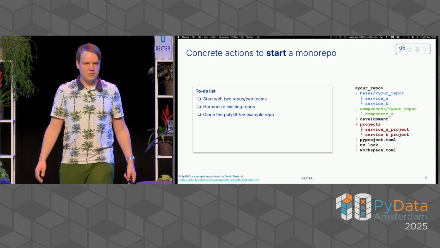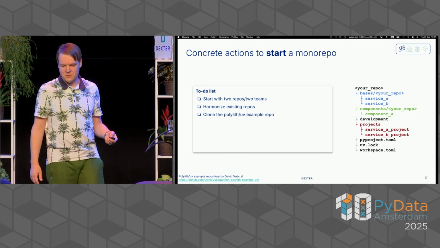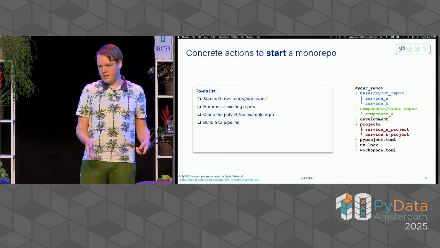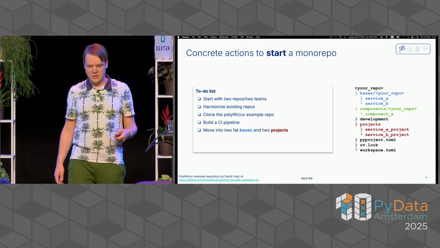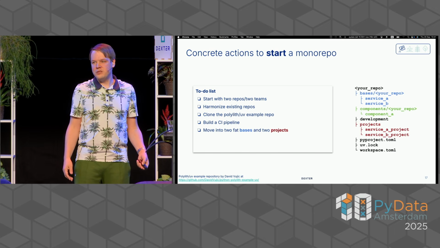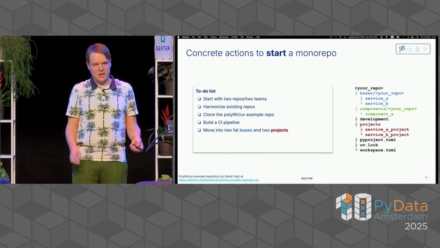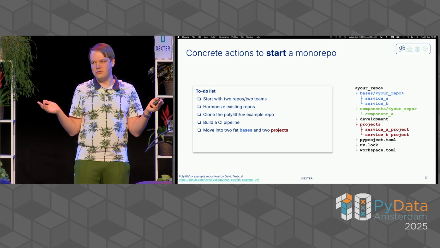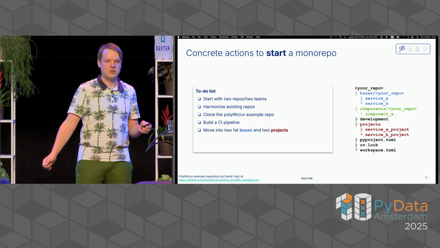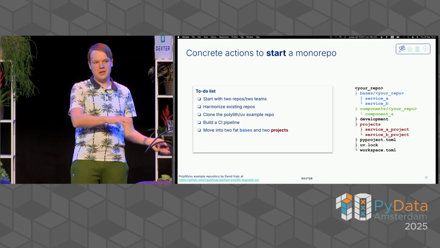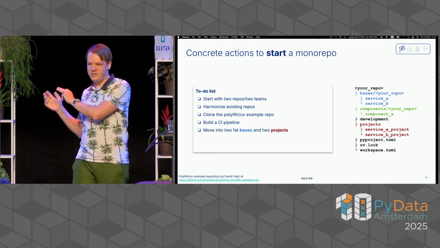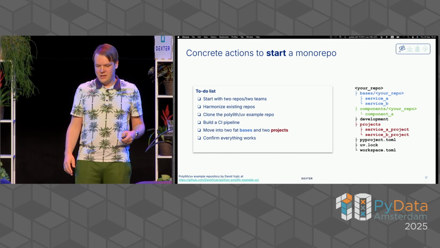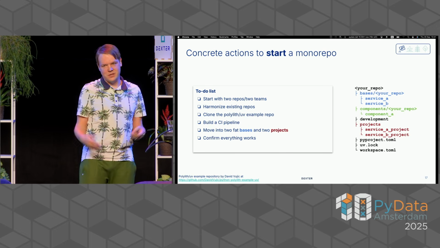You clone the polylith UV example repo that David made for us. You build a CI pipeline following the recipe that I had on the previous slide. And then you're ready to move your code in. You just make what I would call a fat base, so you're not doing the entry point thingy, but just copy the whole code base of team A into one base, and the whole code base of team B into the other base. You check if everything works, and after that the fun begins.